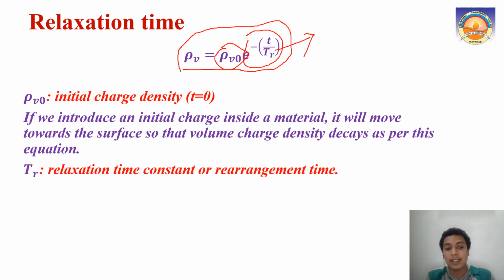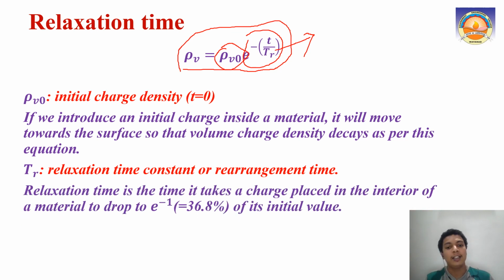So this particular time constant will be different based on the material, because this Tr value is given by epsilon by sigma. Epsilon is a property of the material, and conductivity is also a property of the material. So this relaxation time constant will depend on the material. For some materials it will be higher, and for other materials it will be lower.